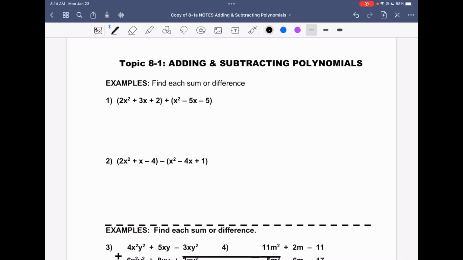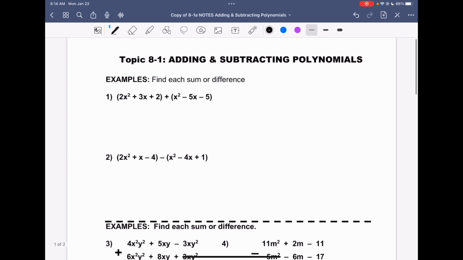All right, guys, today we are going to be adding and subtracting polynomials. So when we add and subtract, we are going to do like terms only.